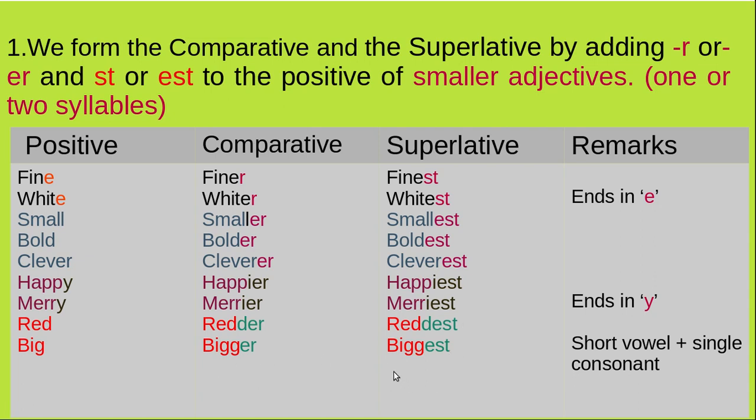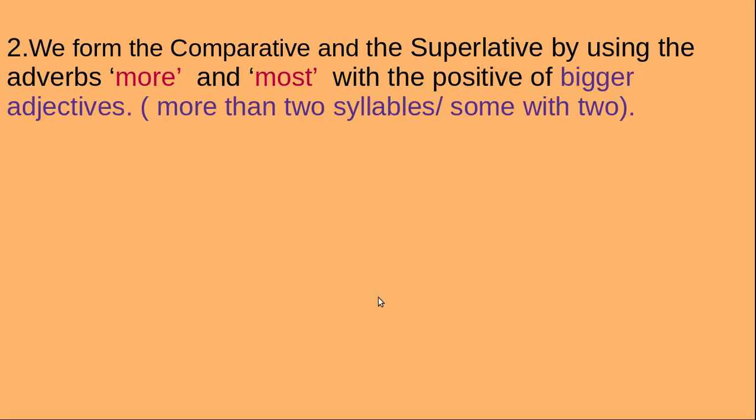I think you have understood this. Very simple. You have to look at it and read it again and again. It is very clear. It will be very useful to you. Right? Okay. Now, see the second type. When the word is bigger, with more than 2 syllables, and sometimes with 2 syllables, we have to use more to get the comparative degree, and most to get the superlative degree.